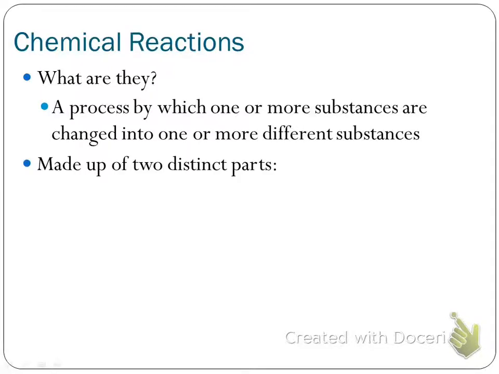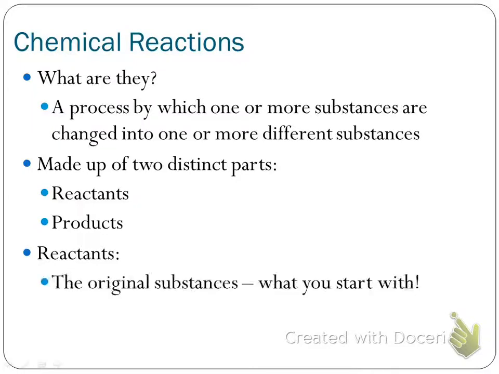Okay? A chemical reaction is made of two distinct parts, and you already know what those distinct parts are called. Does anyone know? Can you think of them? What are they? Products and reactants. Okay? Reactants and products. Reactants are what you start with. Right? You probably already know what products and reactants are. But reactants are what you start with. They are what does the reacting.